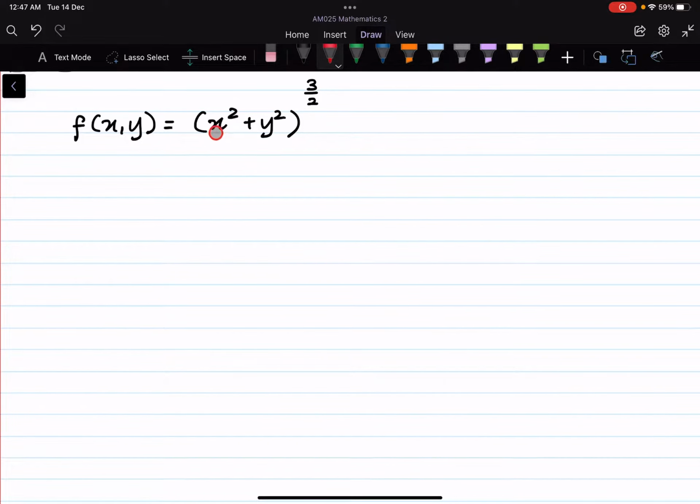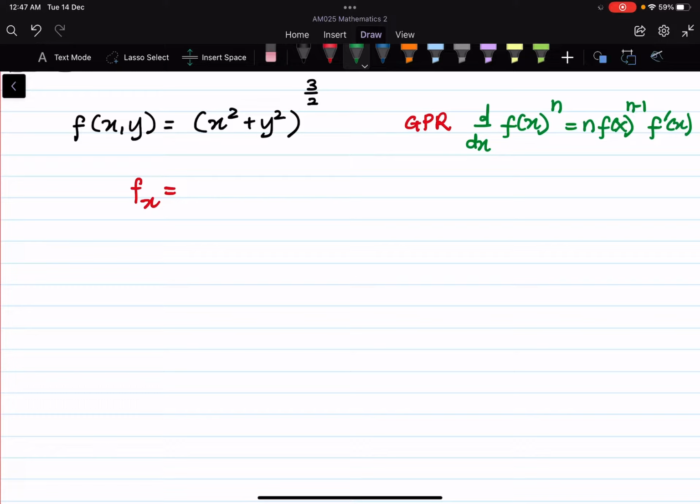f(x, y) equals (x squared plus y squared) to the power of 3 over 2. So for this question, to differentiate with respect to x, we need to use the general power rule because we have a function to the power of n. To differentiate f(x) to the power of n, we need to bring down the n, copy down the function, the power minus 1, and differentiate our function.